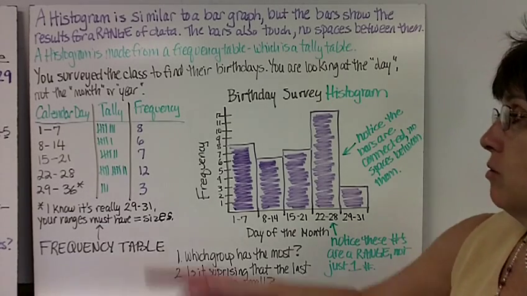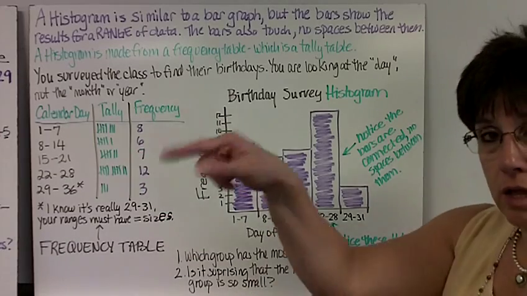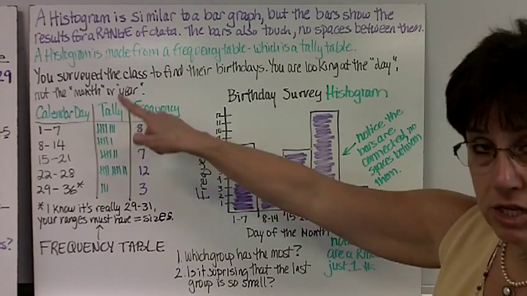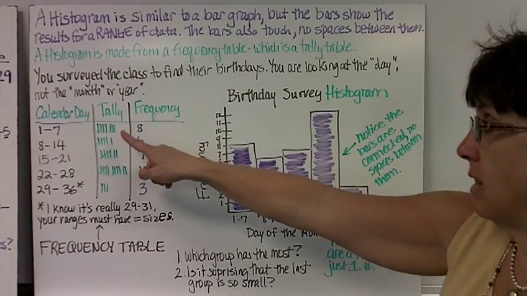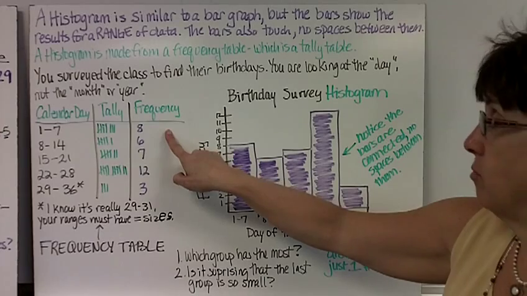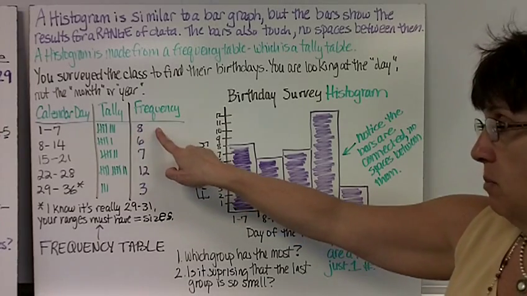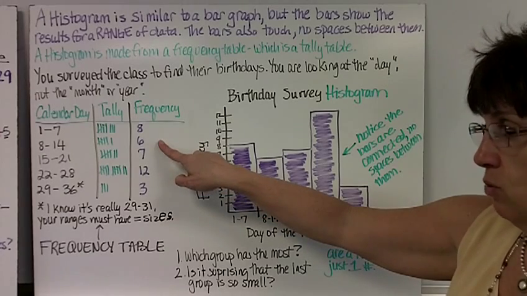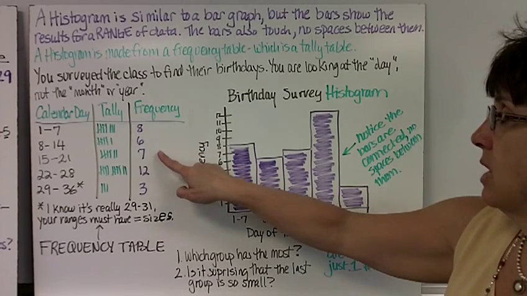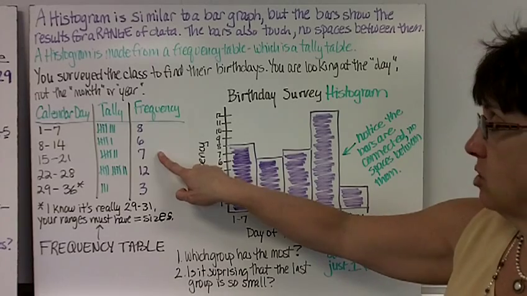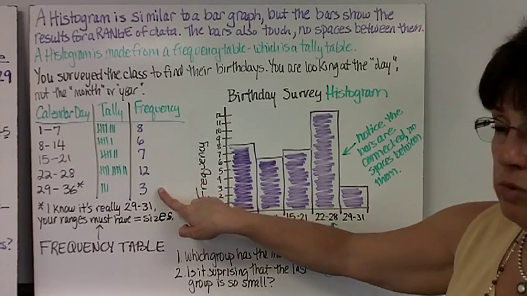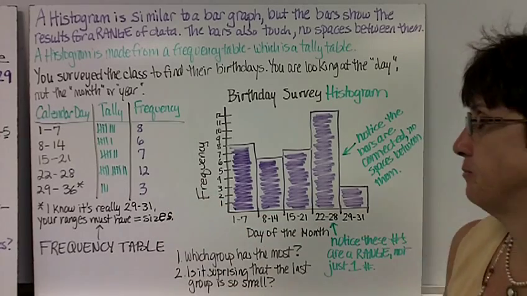All right. Then we go through and we tally. So I call on all the kids in the class, and it ended up that. Each time I tally, I just make a little mark, and then at the end, I add up the number of marks. So there were 8 people in the class whose birthdays were the 1st through the 7th, 6 birthdays that were between the 8th and the 14th, 7 birthdays were between the 15th and 21st, 12 between the 22nd and 28th, and 3 between the 29th and 36th.